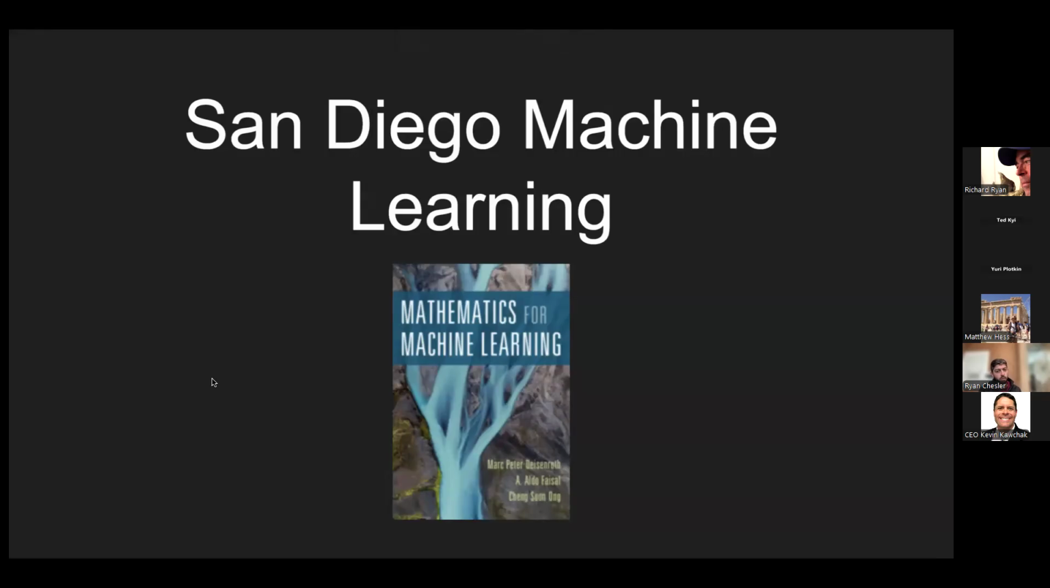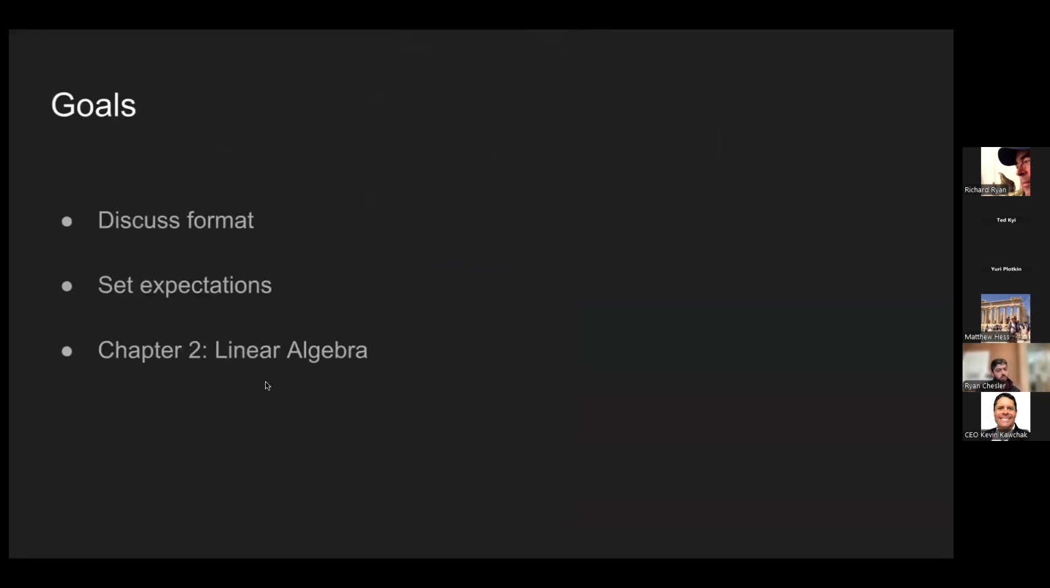So this probably won't be super surprising to anyone. I give a usual spiel before most of our meetings just to lay out the expectations of how these book clubs typically run. So we're the San Diego Machine Learning Group. This session, we're going to be looking at the Mathematics for Machine Learning book, chapter 2. The goal right now is just to discuss the format, so understanding how this is going to be run, and also set expectations.